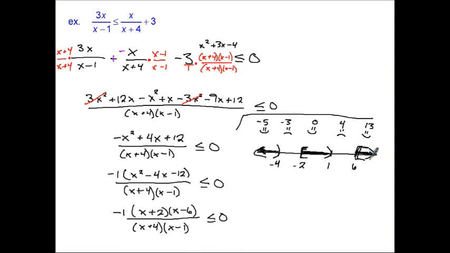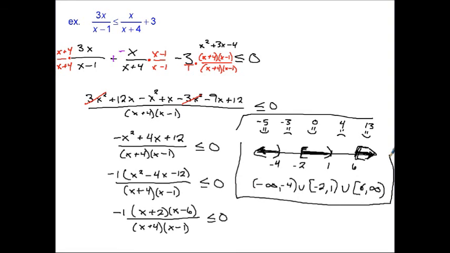So there's my number line, which quickly translates into negative infinity up to -4, parenthesis, union, bracket, -2, comma, 1, parenthesis, and then union, bracket on the 6, going all the way to infinity. So there's your graph and interval notation answer. Sorry it's a little sloppy over there, but hopefully you get the idea.